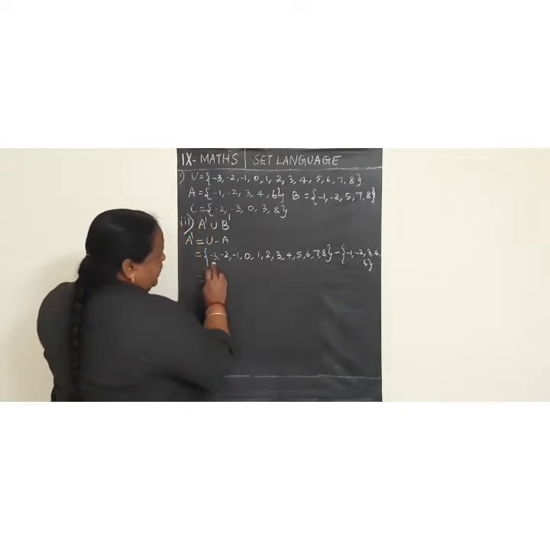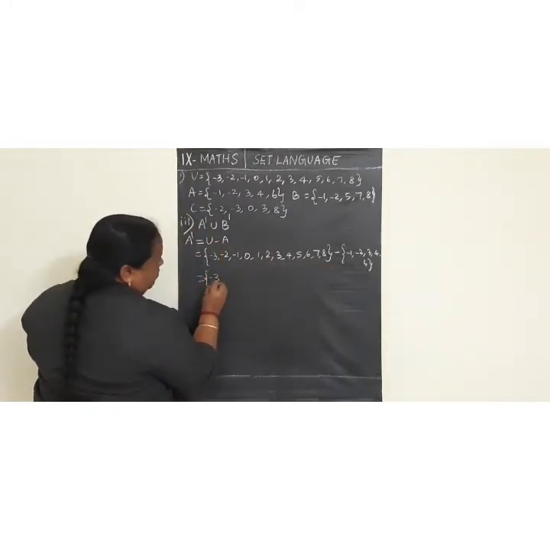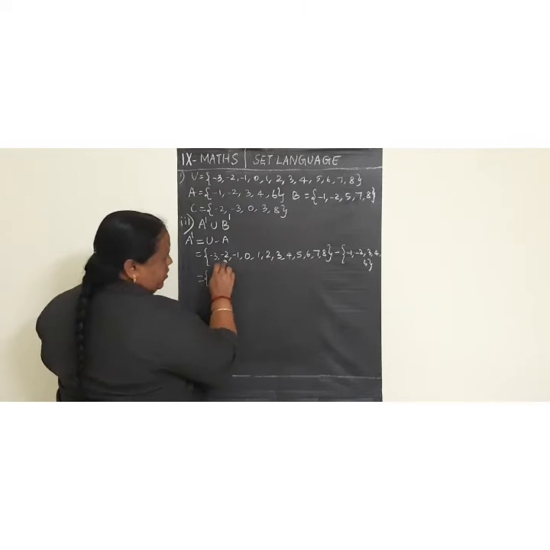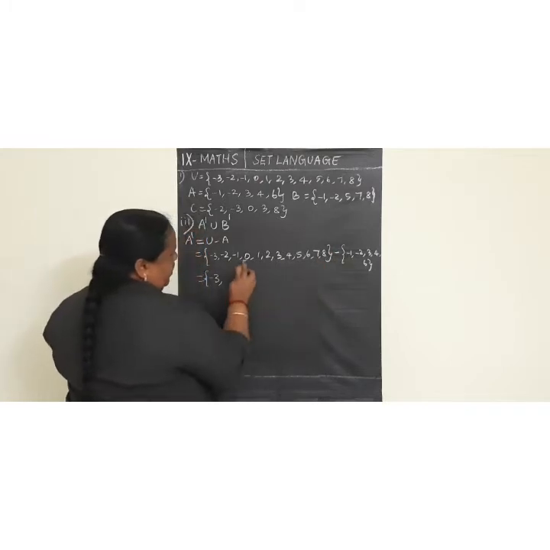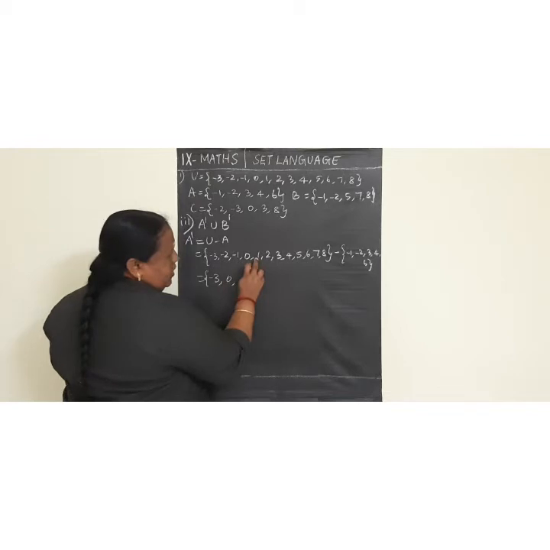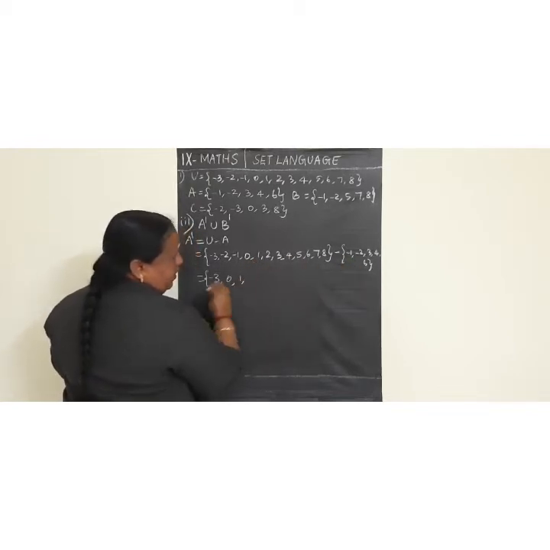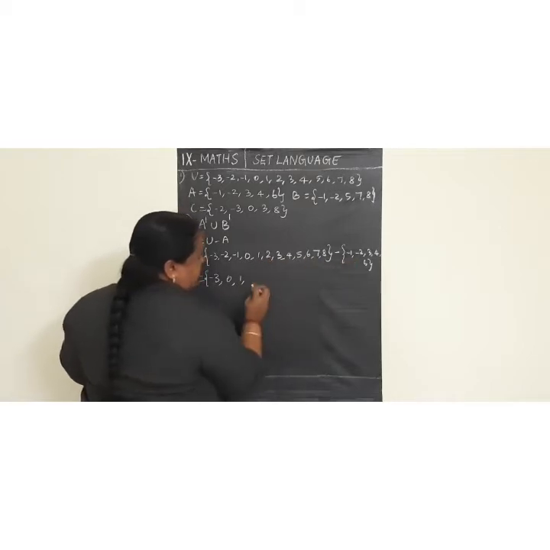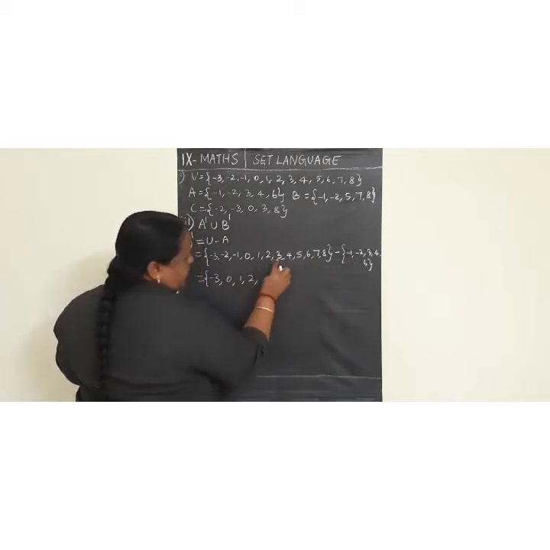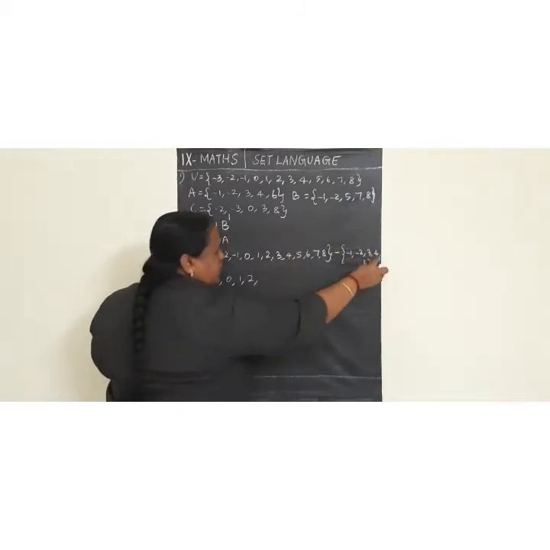So first element is minus 3. Minus 3 is not there, so we have to write minus 3. Next element is minus 2. Minus 2 is there in A, so we won't write that one. Next element is minus 1. Minus 1 is also there. Next element is 0. 0 is not there, so we have to write 0. Next element is 1. 1 is not there in the set A, so we have to write 1. Next element is 2. 2 is not there, so we have to write 2. Next element is 3. 3 is there.